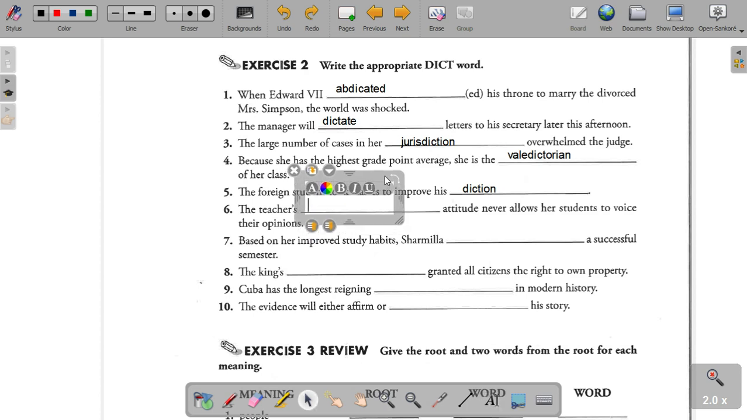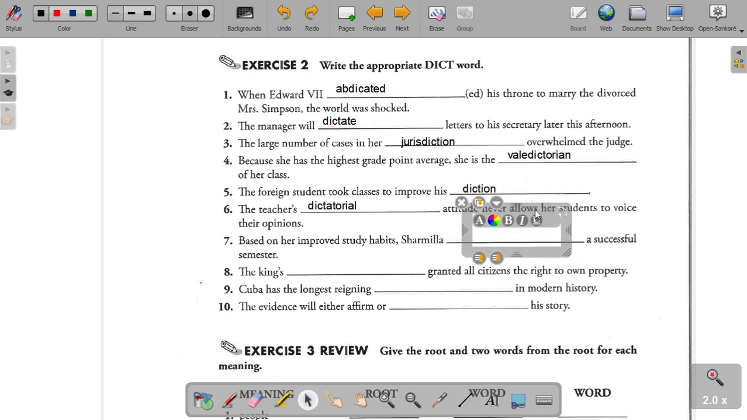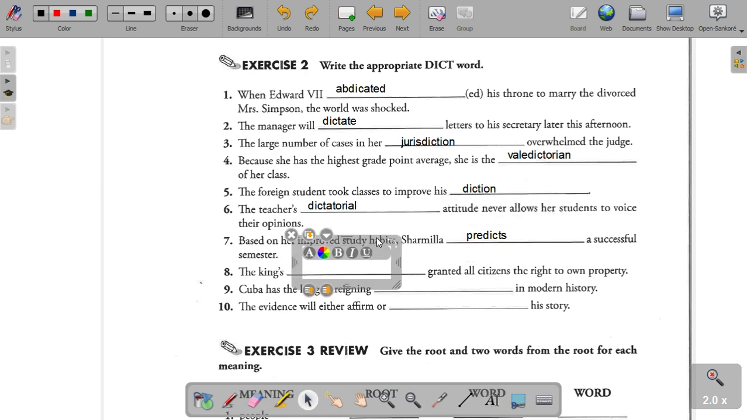The teacher's blank attitude never allows her students to voice their opinions. So she is dictatorial. So dictatorial means basically she talks over everyone, and her word is law, and there's no room for any other voices. Based on her improved study habits, Sharmila blank a successful semester. So she predicts, she expects it to happen. The king's blank granted all citizens the right to own property.